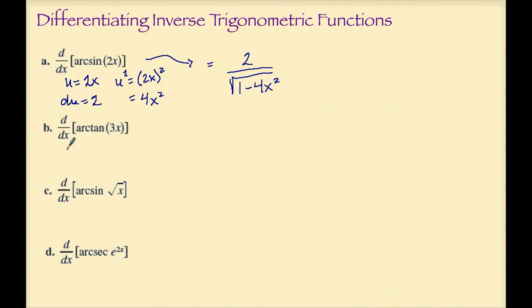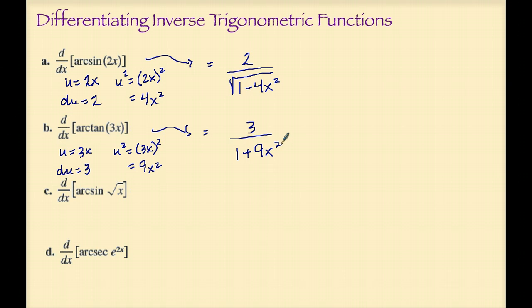For the second example, u is 3x, du is 3, and u squared is the quantity 3x squared, which is 9x squared. Therefore, your derivative will be 3 over 1 plus u squared, which is 9x squared.